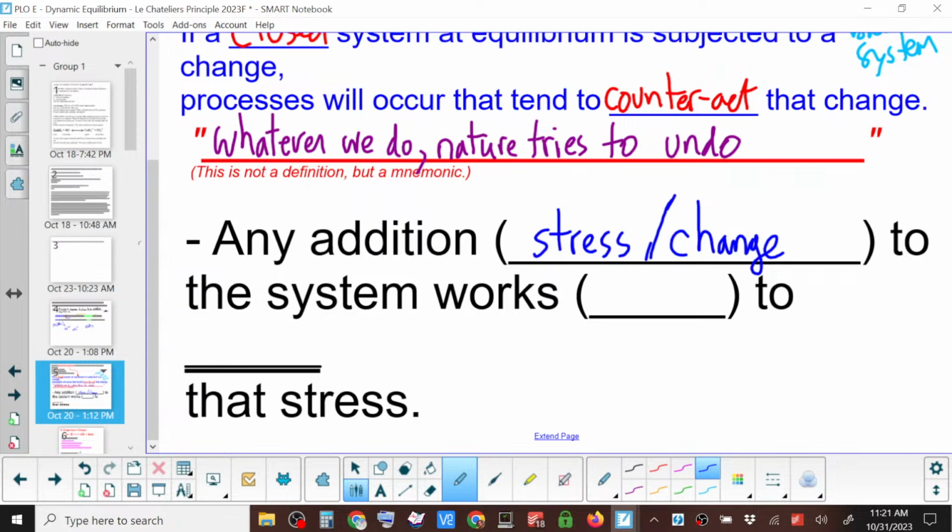And when the system works, we talk about the system shifting to offset that stress.